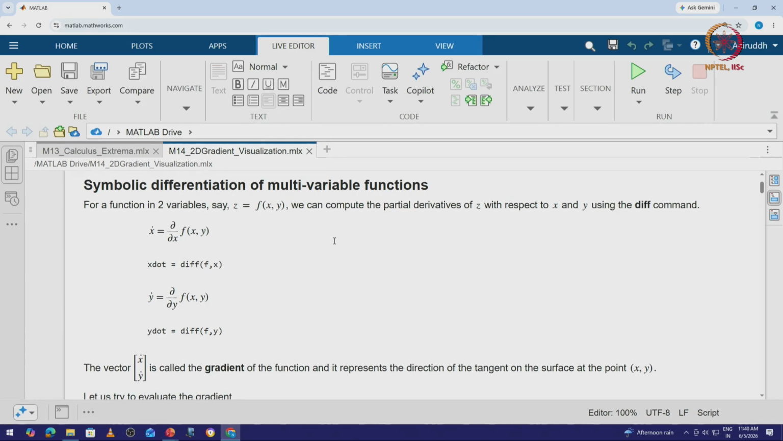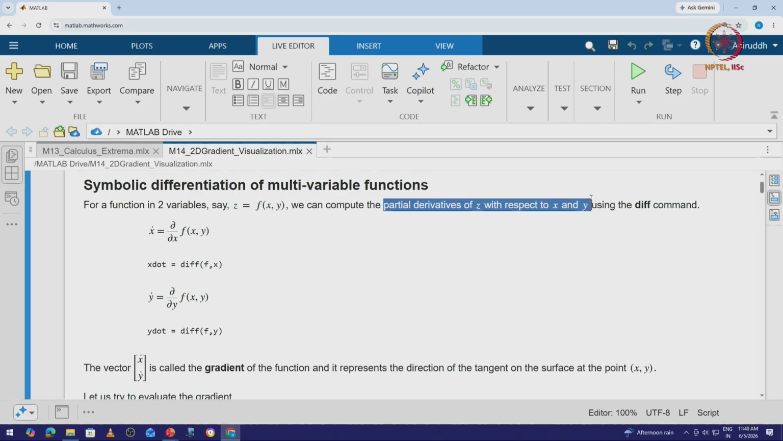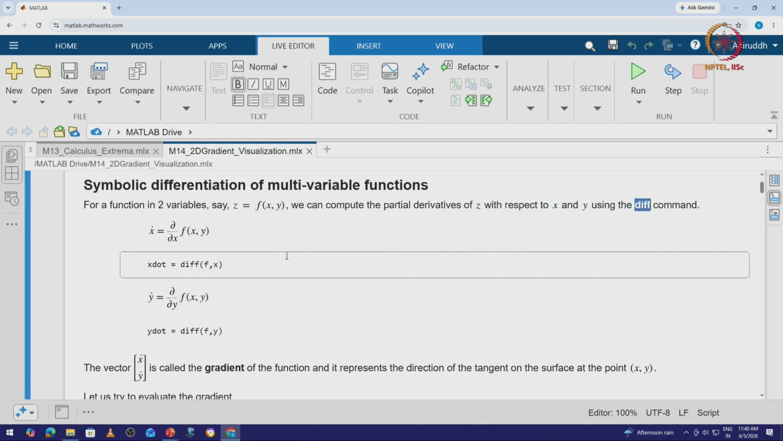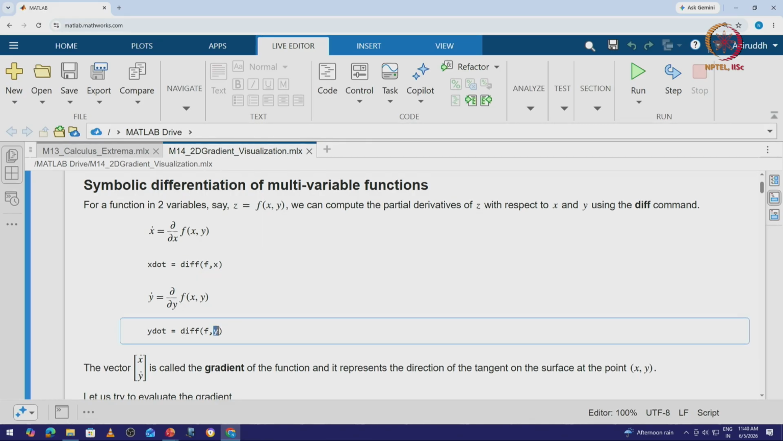Okay. So let's assume we define z as f of x comma y and we want to compute the partial derivatives with respect to x and y, and in MATLAB we use the function diff. X dot, which is the differentiation of x, is given as dou f of xy by dou x. Essentially we are trying to differentiate the function f of x with respect to the variable x itself.